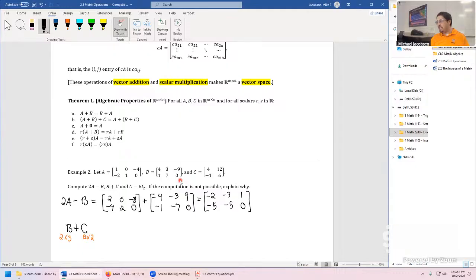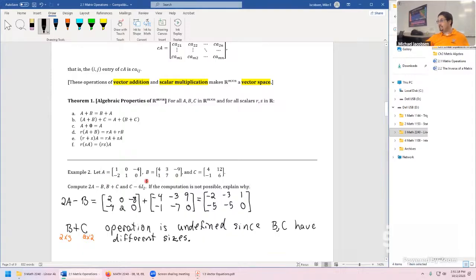So in this case, we would say the operation is undefined since B and C have different sizes. And that's 2 down. Next is C minus 6 times I2.